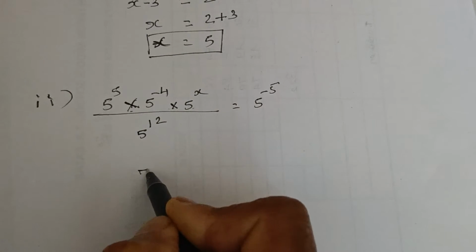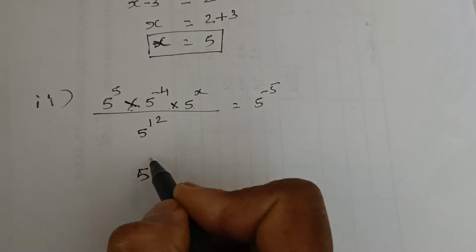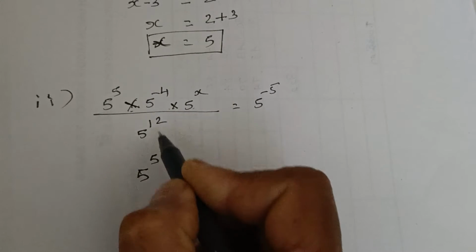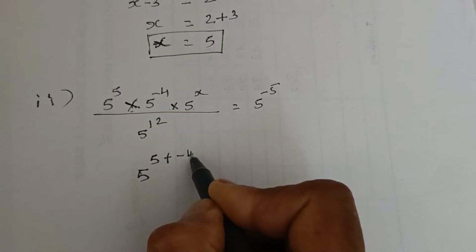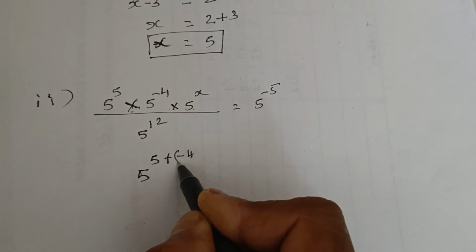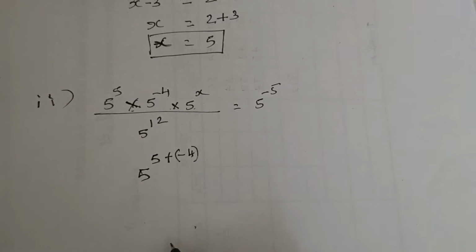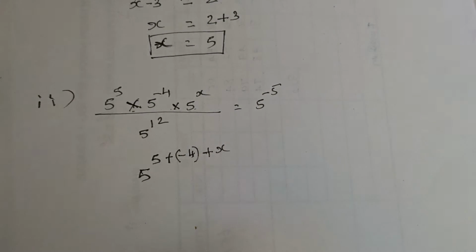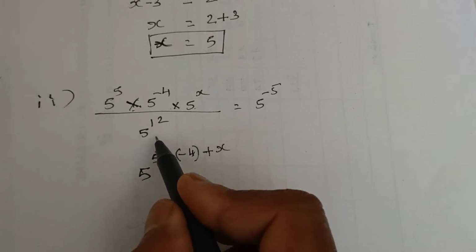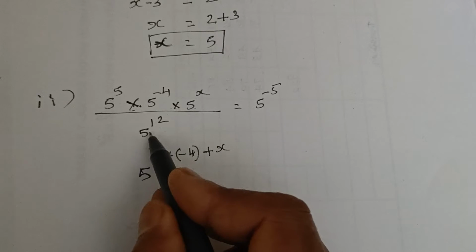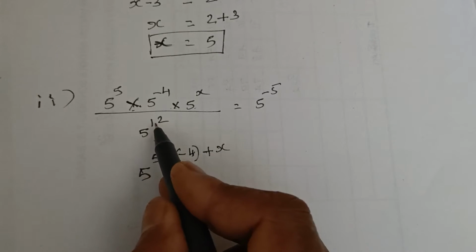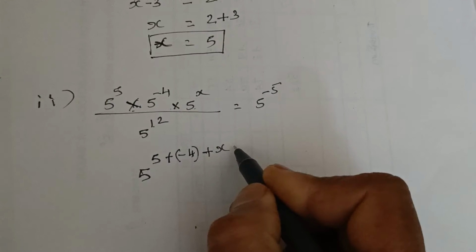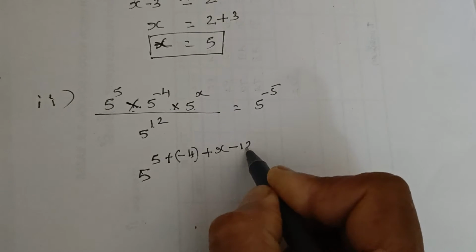All the 5s, write 5 once and add the powers. It is 5 plus, what is the second power? Minus 4. When two signs come together like this, we put a bracket to separate them. Plus, what is the third power? It is x. Okay, and now what to do with the power of the denominator? It is division, so subtract the power of the denominator, it becomes minus 12.